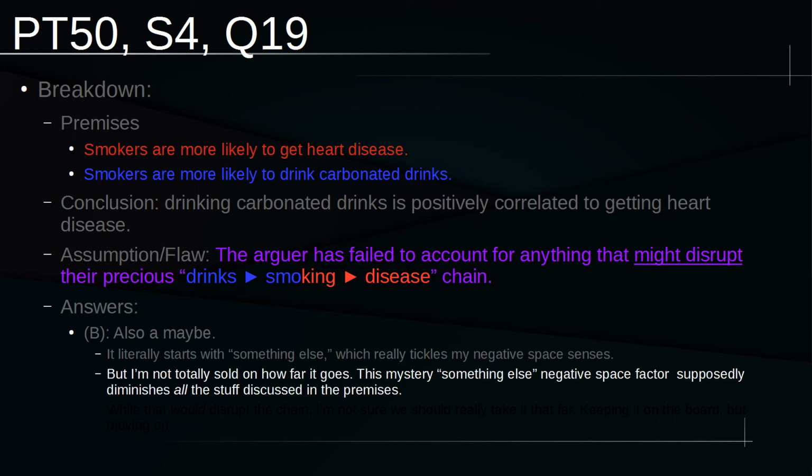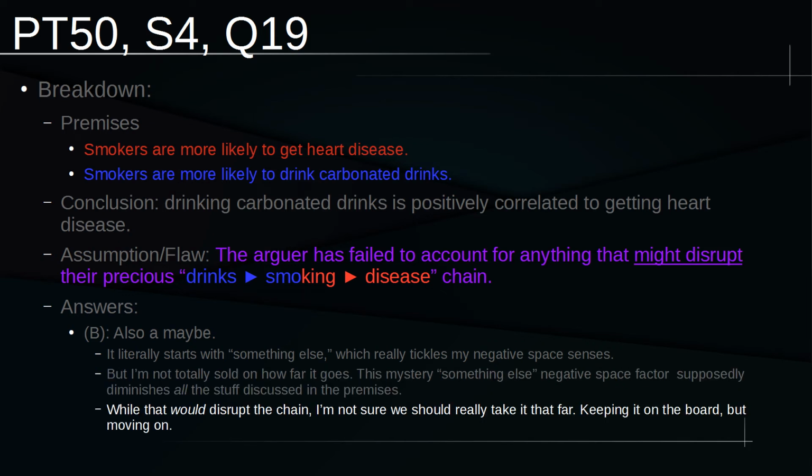But kind of like A, I'm really not totally sold on how far it goes with that something else. This mystery something else, the negative space factor that B mentions, supposedly diminishes all the stuff discussed in the premises. It basically says everything the arguer talked about is stupid and pointless. And while that might work for something like a necessary assumption question, that felt a little bit too scorched earth for me, just like I felt that A was being a little bit too giddy about contradicting the argument. So the same thing made me not like B as well.